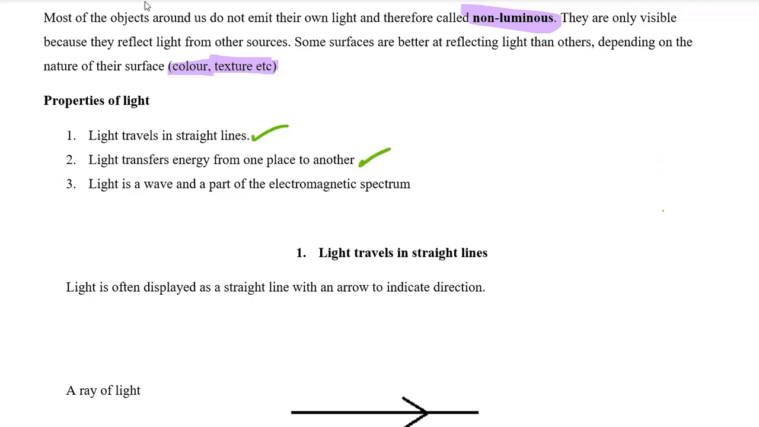Light transfers energy from one place to another. That's how we have photoelectric cells that create electricity, because it transfers energy, and we're able to utilize that energy to create electricity.